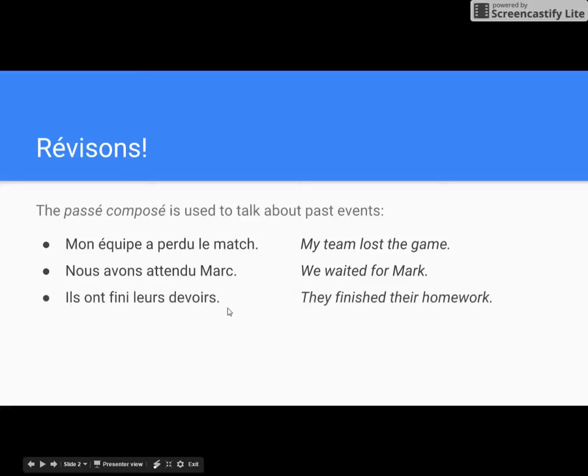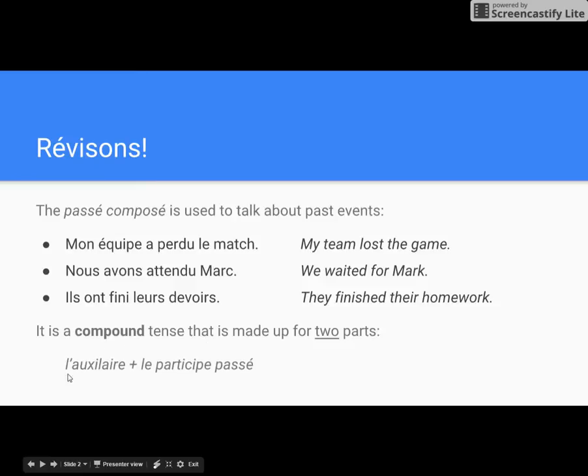Ils ont fini leur devoir. They finished their homework. But here in French, again, two parts. Ont fini. Ils ont fini leur devoir. They finished their homework. So we know there's a compound or a composed tense, composé, and it's made up of two different parts. Your auxiliaire, your helper verb, et le participe passé. Auxiliaire, c'est avoir, participe passé.